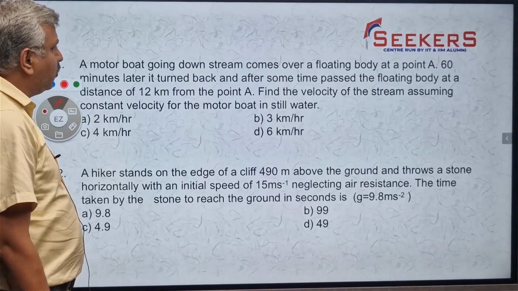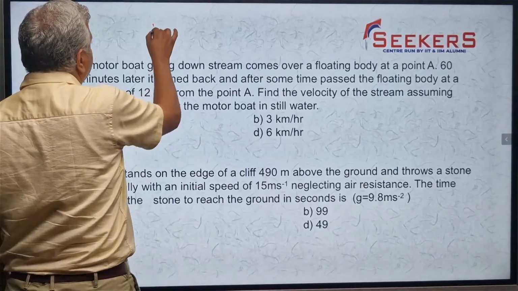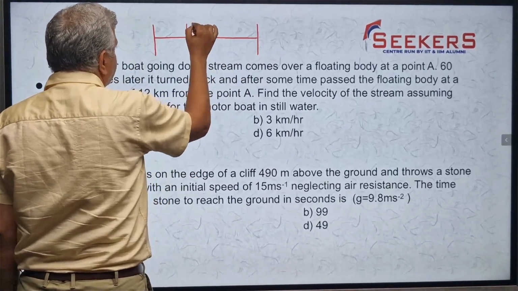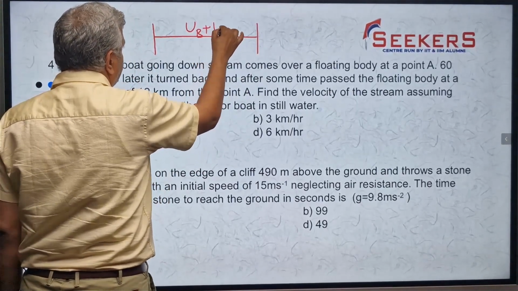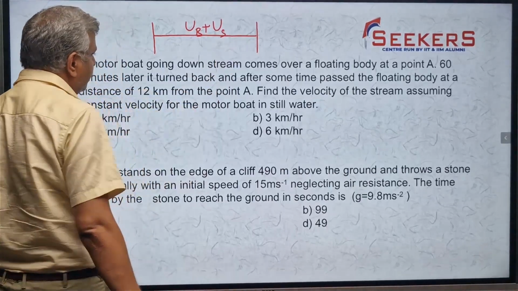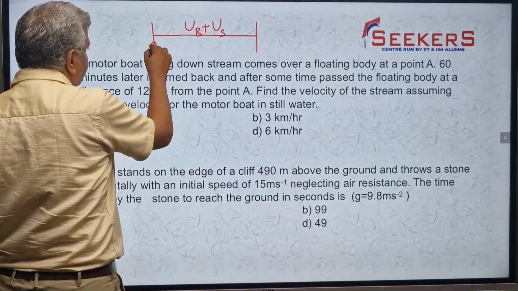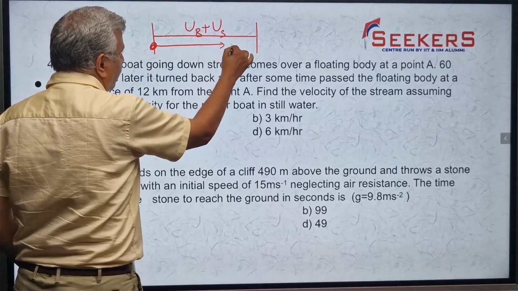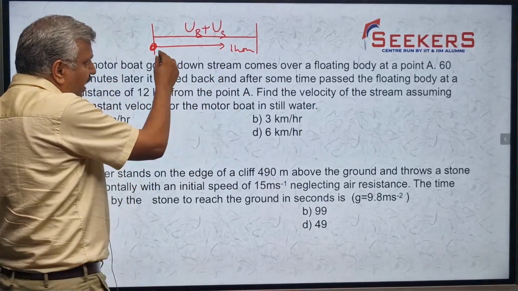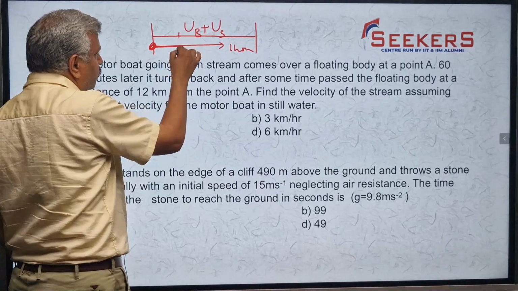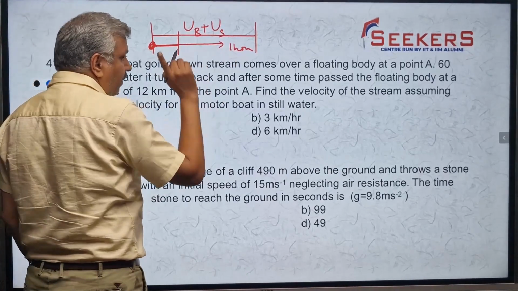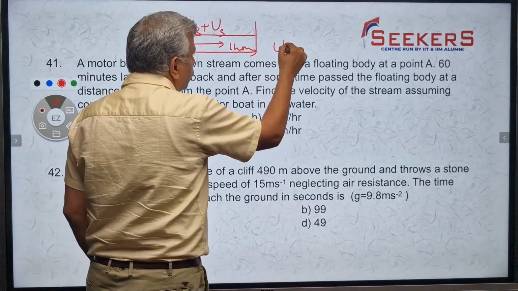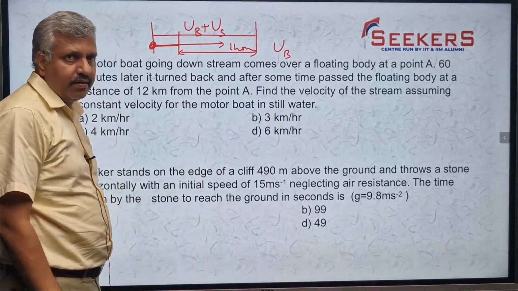So there is a motorboat which is going downstream. When it is going downstream, its velocity will be the boat velocity plus the stream velocity. At some instant he crosses a plank and then he goes this way for 1 hour. Remember, as he is going, the plank also moves. So after 1 hour, the distance between them will be equal to u-boat. Do you understand?